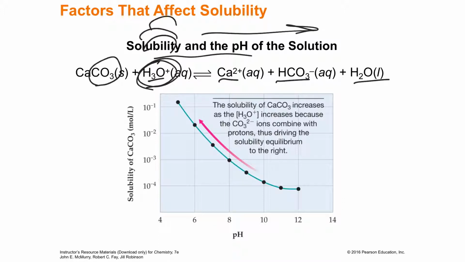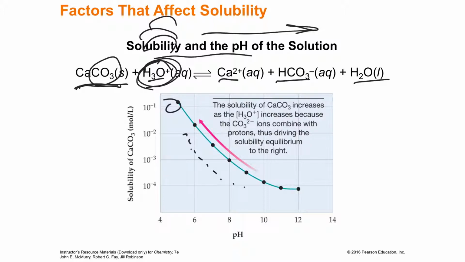Remember, as it's going from left to right, this is dissolving. So if I can add the acid by dropping the pH, then I'm moving this to the right, and more of this is going to dissolve. So the acid, remember, pH is lower, is more acidic. So the more acidic the solution, the more the calcium carbonate will dissolve.